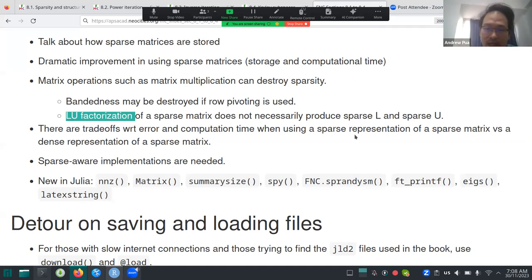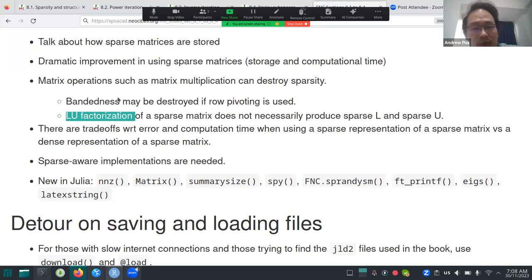For a sparse representation, you don't even include that. You only need to know where the non-zero entries are located and what they are. But for a dense representation, not only do you have an idea of the non-zero entries, you also know that the zero entries are represented as zeros in the computer.